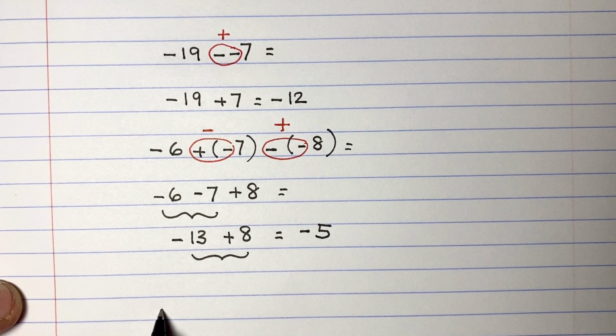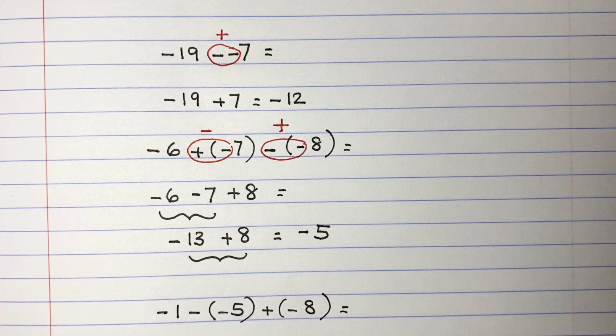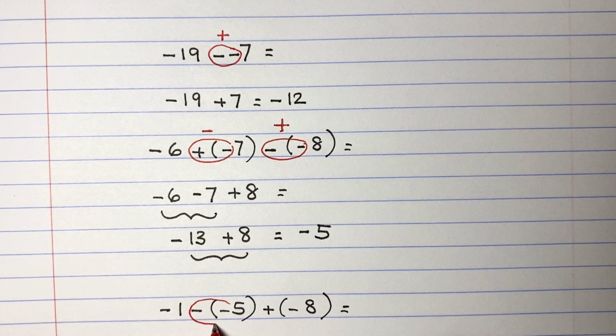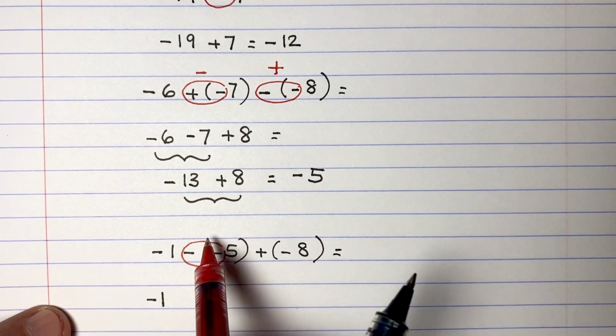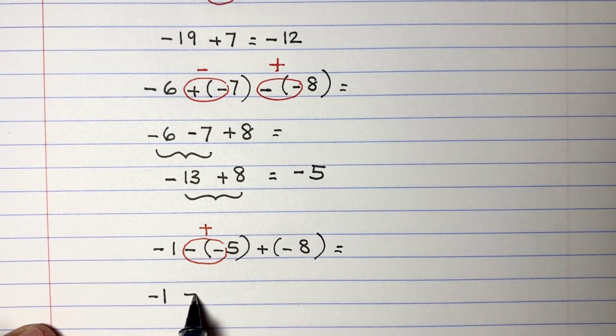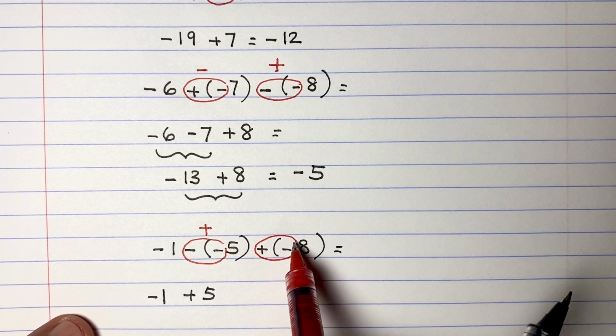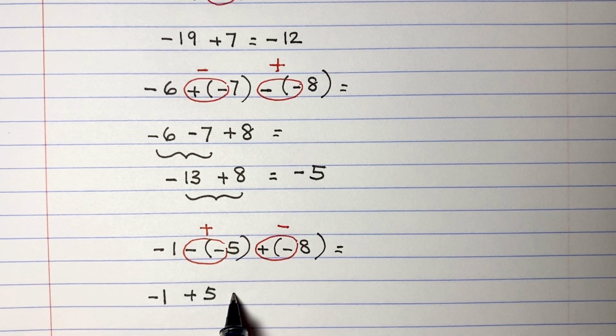Do a bit more. You have negative 1, negative, bracket open, negative 5, at negative 8. The first number has got one sign, so nothing to reduce there. Negative times negative here is positive, so that becomes positive 5. Here positive times negative is negative, so that becomes negative 8.